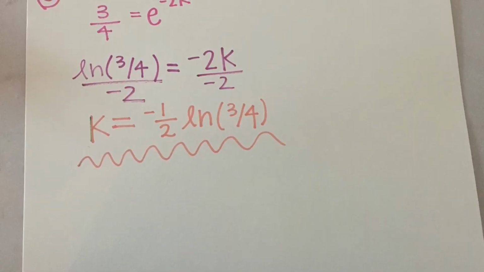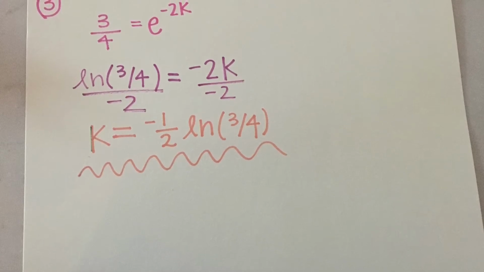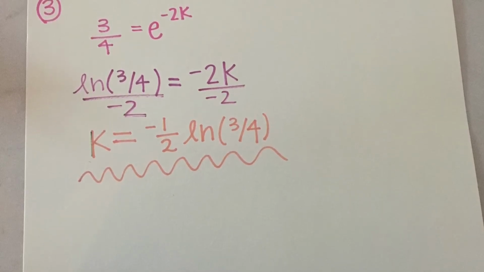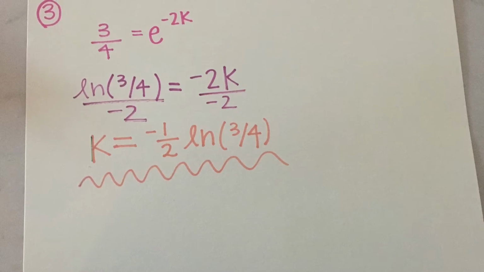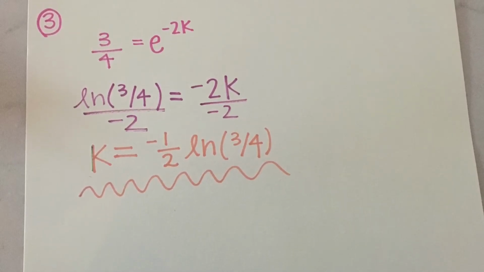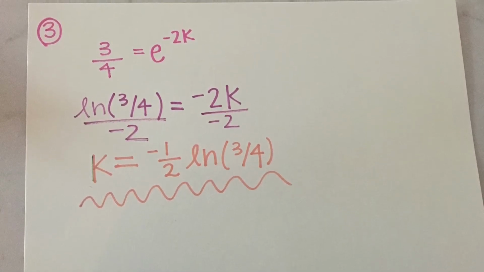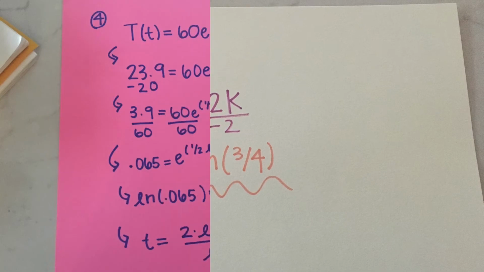So then to get rid of the e, we're going to take the natural log of both sides. After doing this, we get the natural log of 3/4 equal to negative 2k. So then to solve for k, we're going to multiply by negative 1/2 to get k equals negative 1/2 times the natural log of 3/4. We now have solved for all of our constants.